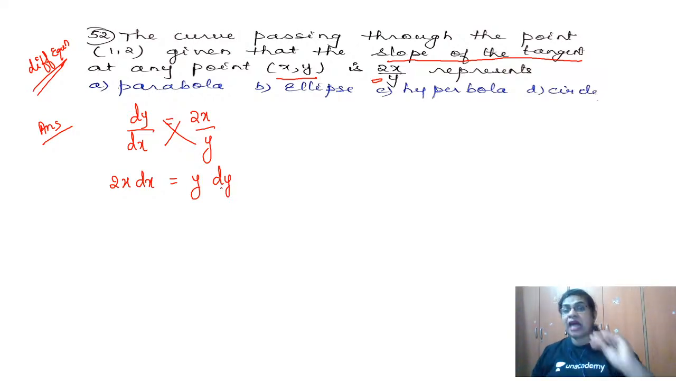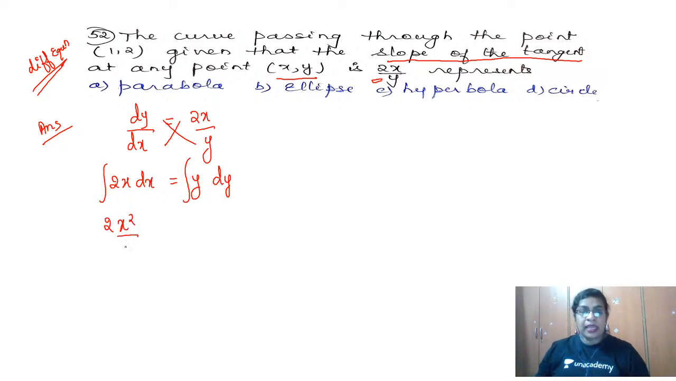So variables are separated. Now how to get rid of dx and dy? Who is the opposite of differentiation? Integration. So integrate both sides. When you integrate, what is your answer here? 2 as it is, integral of x is x square by 2, is equal to, what is the integral of y? y square by 2, here plus a constant c.